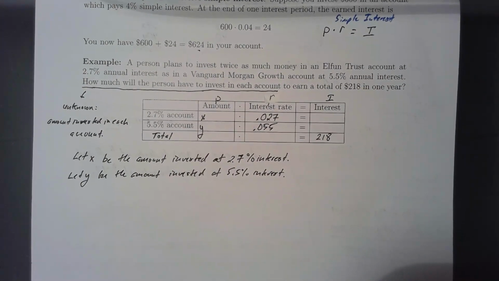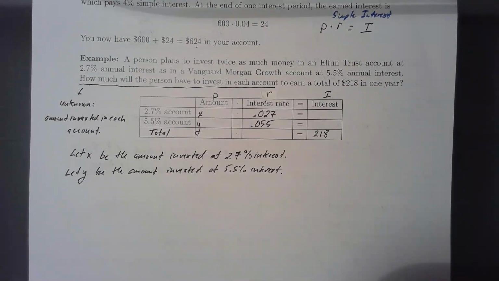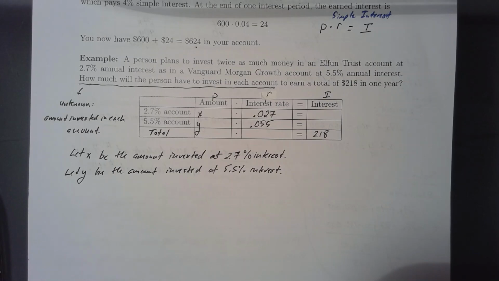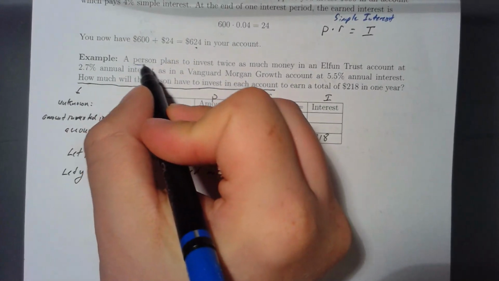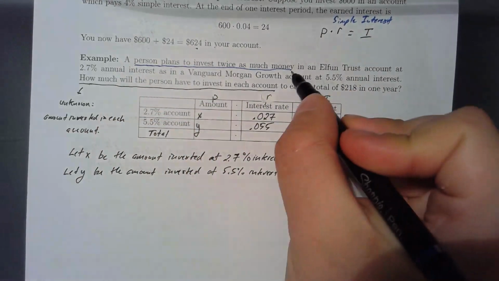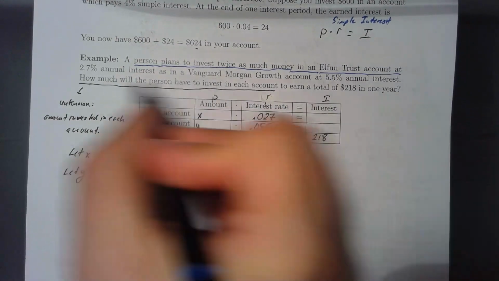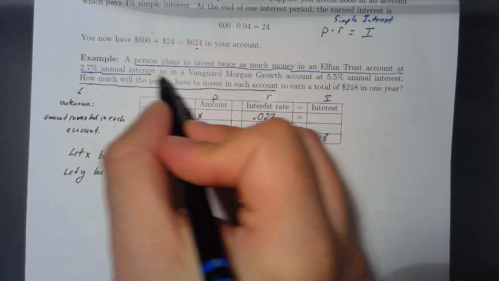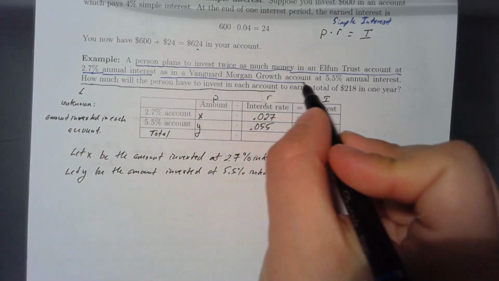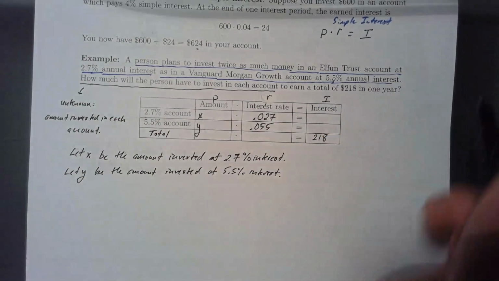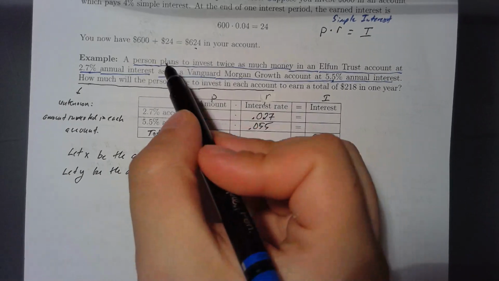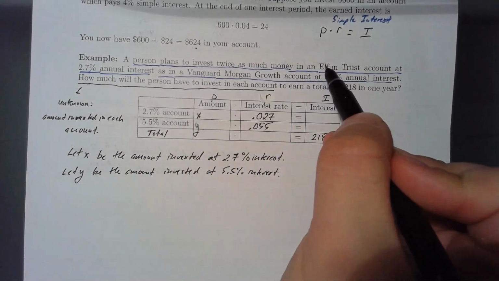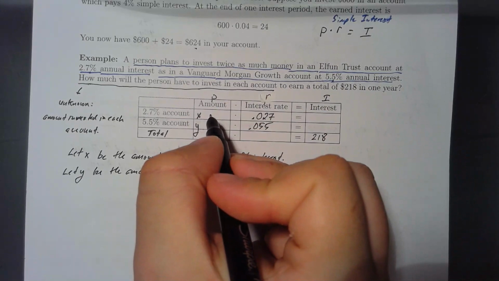All right. Is there any more information in my problem? So right here, a person plans to invest twice as much money in an Elfin Trust account at this percent as in that account at 5.5%. So they want to invest twice as much money in this account as in this account.